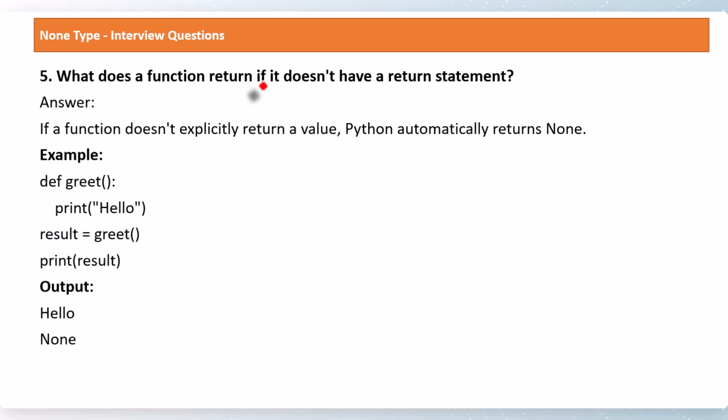What does a function return if it does not have any return statement? As mentioned, functions return a default value of none. If a function does not explicitly return a value, Python automatically returns none.